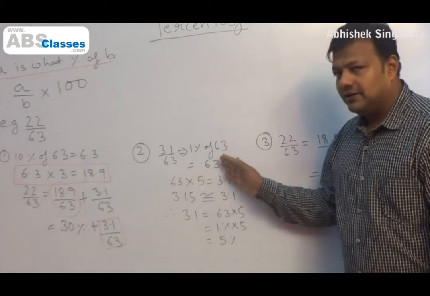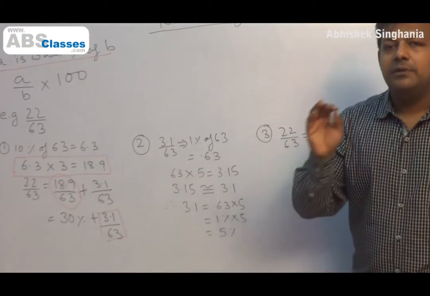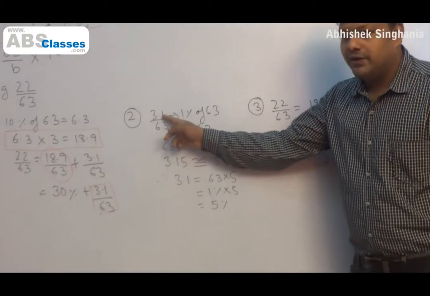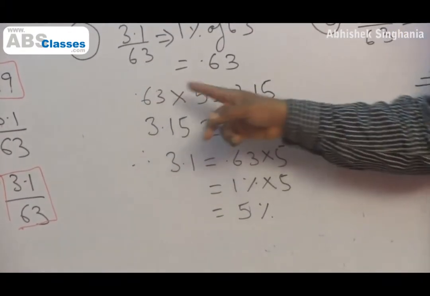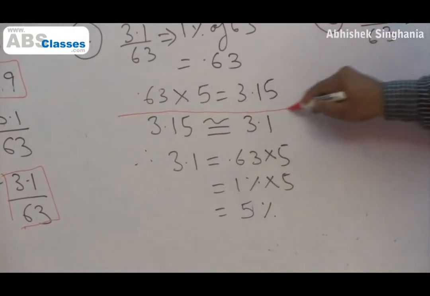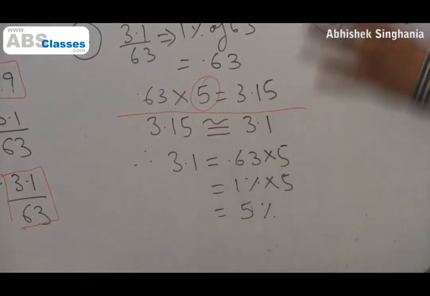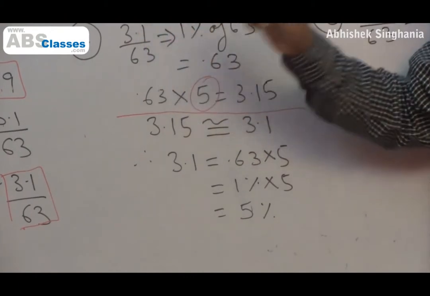So 0.63 will go inside 3.1 how many times? It will be close to 5. So 0.63 will go inside 3.1 about 5 times. Replicating what we did previously, 0.63 into 5 is 3.15, right? Remember, why do we multiply with 5? Because by mere observation we have established that 6 will go inside 31 about 5 times.